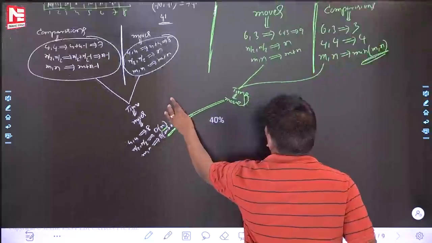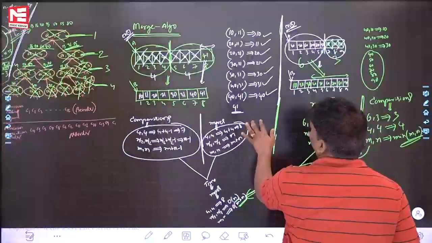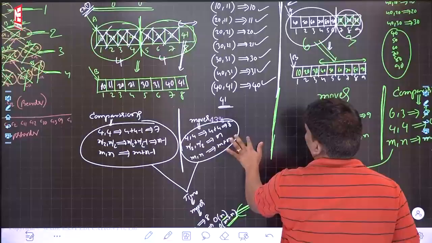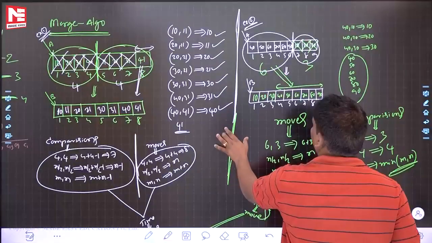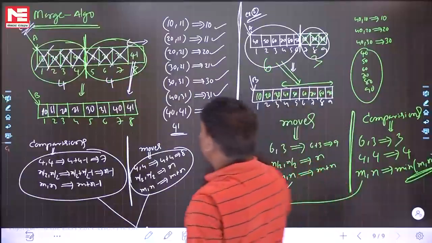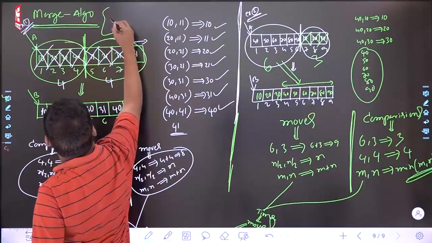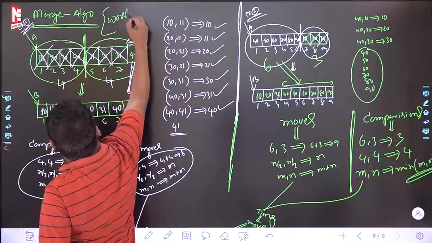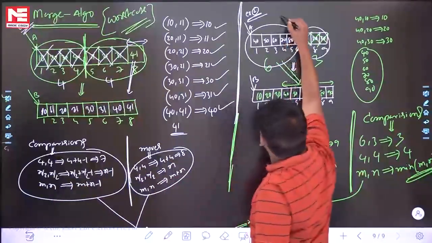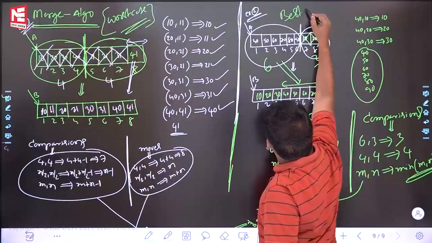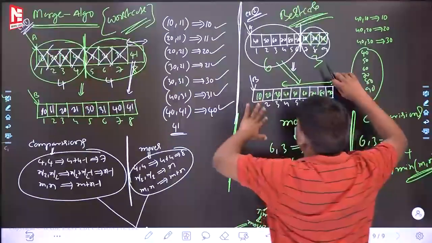And one more. Can you help me now? Am I given one example or two examples? Two examples for merge algorithm I given. Let me show clearly. This is for best case or worst case? First one, worst case. This is for worst case of merge algorithm. This is for best case of merge algorithm.